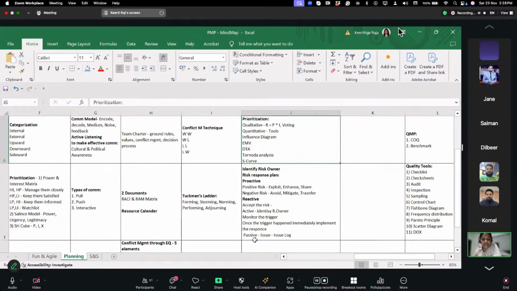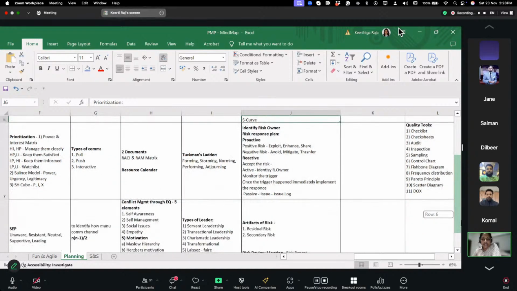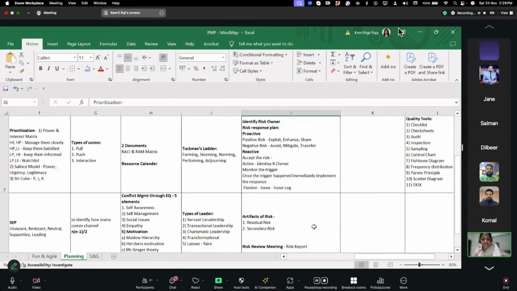Passive, we need to log into the issue log. And the next artifacts of risk are residual risk and secondary risk. After that, the final thing is the risk review meeting.